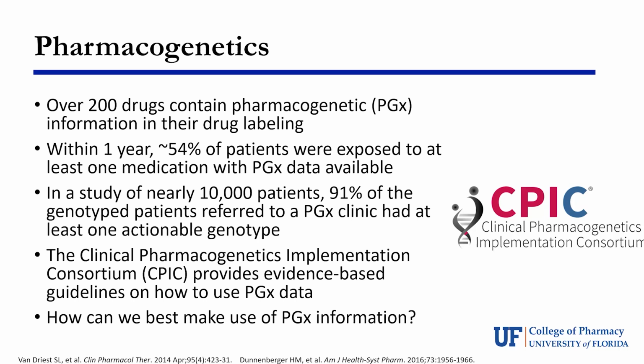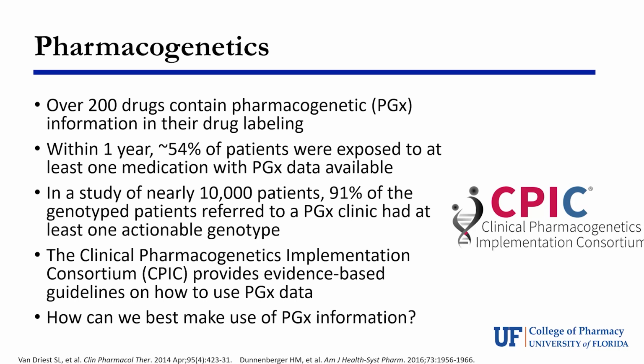And then in another study at a separate health system, they looked at nearly 10,000 patients, and they showed that 91% of the patients who had genotype data, that they were also referred to a PGX clinic, had at least one actionable genotype. So this isn't a general population, but this is a population that is receiving these types of drugs. And it shows a vast majority of them actually have pharmacogenetic variation that can be clinically actionable.